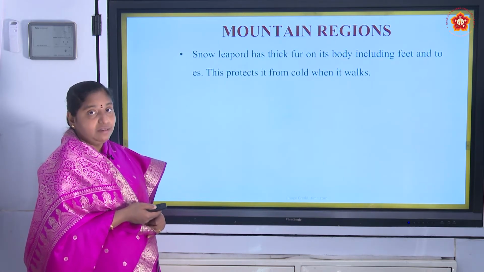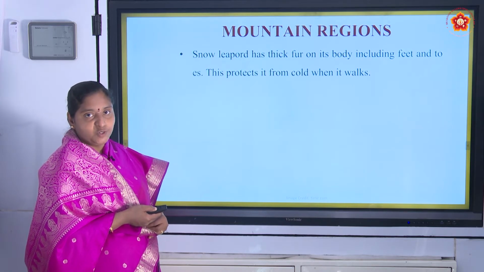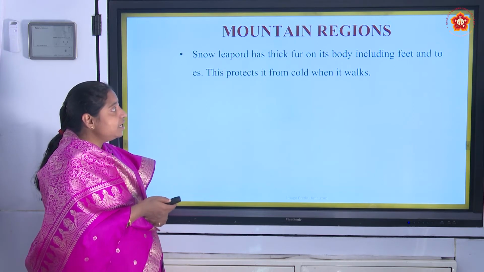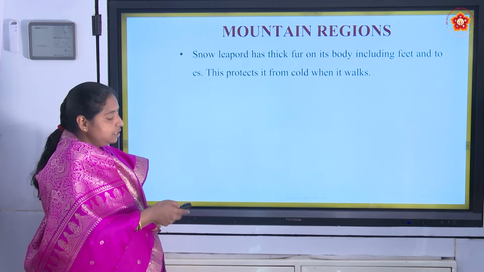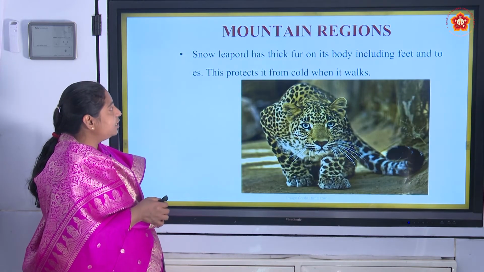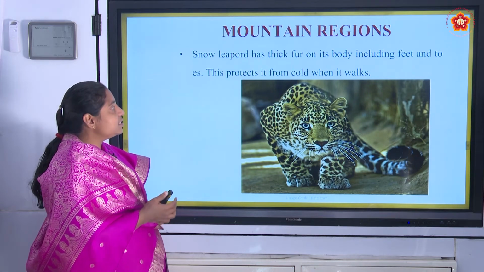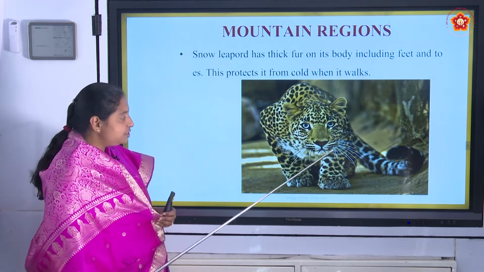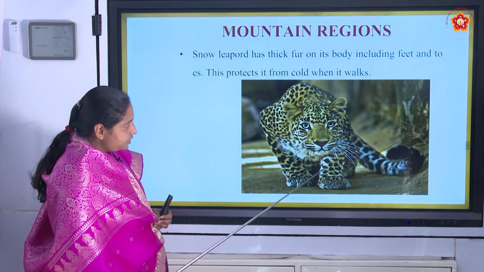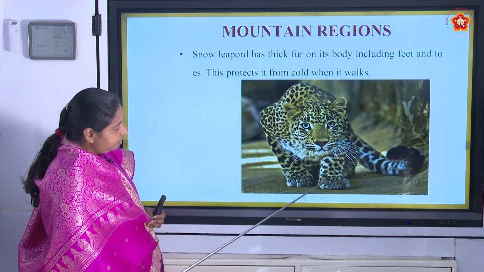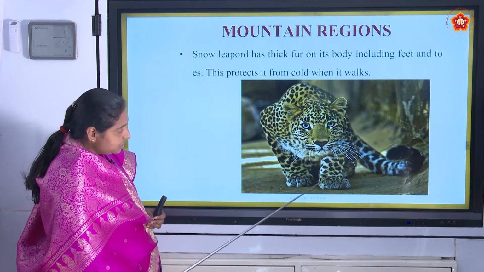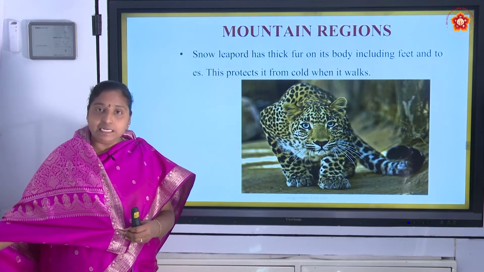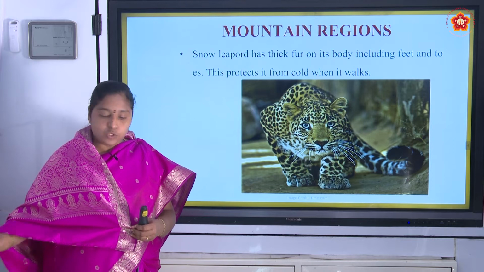Another example, the animal which lives in mountain regions is snow leopard. It has thick fur on its body, including feet and toes. This protects it from cold when it walks. Observe this leopard picture. It has thick fur on its body. See the feet, even on the feet as well as on the toes also. This helps them to walk easily in that cold region even when there is snowfall.